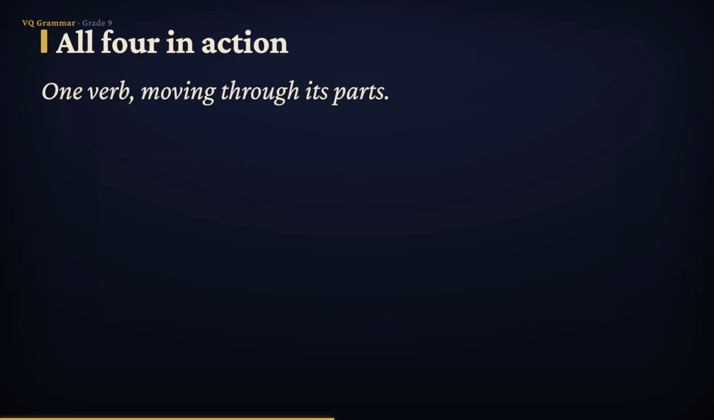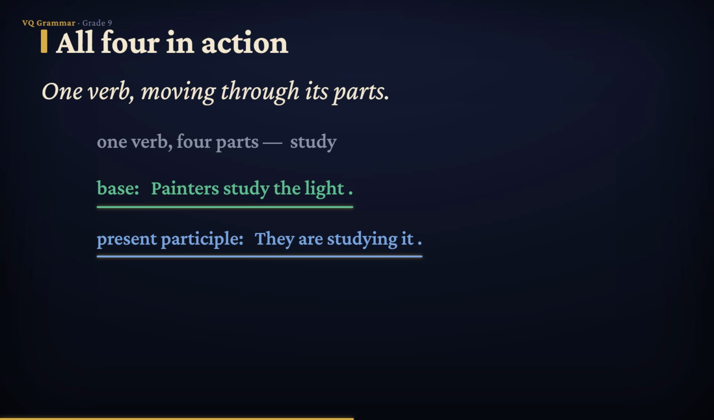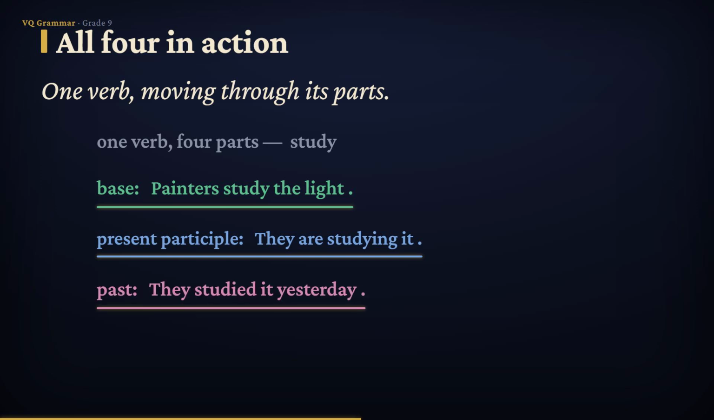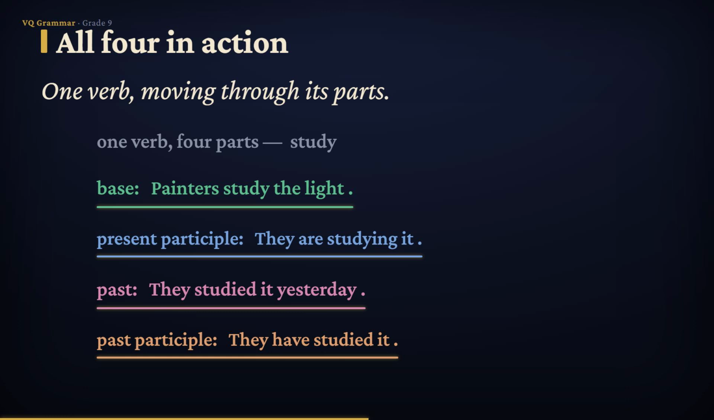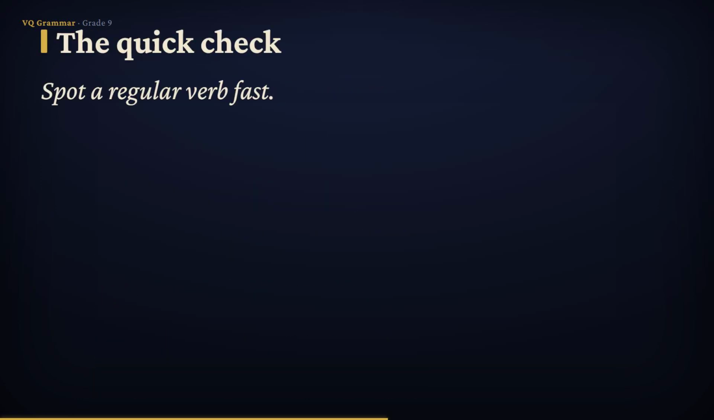Let's watch a single regular verb move through all 4 of its parts in real sentences. I'll use the verb study. The base form. Painters study the light before they begin. The present participle with a helper. They are studying it right now. The past. They studied it all afternoon yesterday. And the past participle with its helper. They have studied it for years. One verb, 4 forms. And notice how studied covers both the past and the past participle, just as our rule promised.